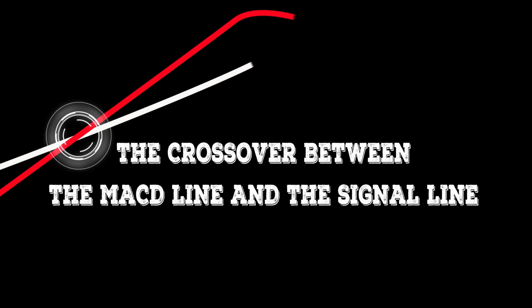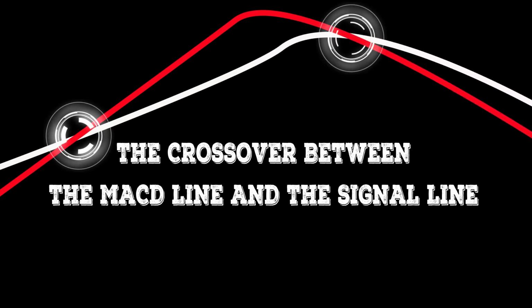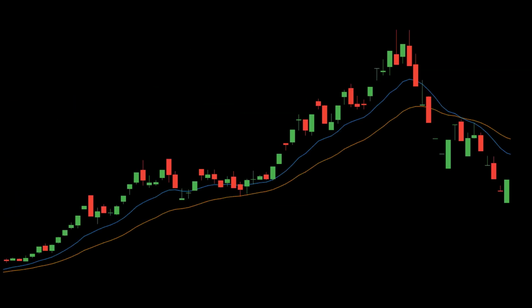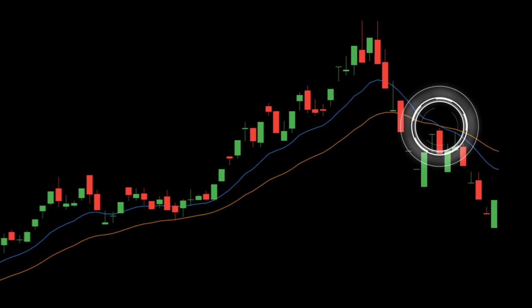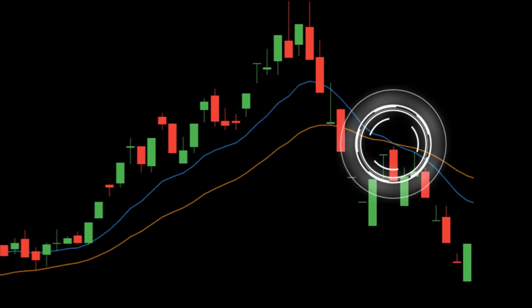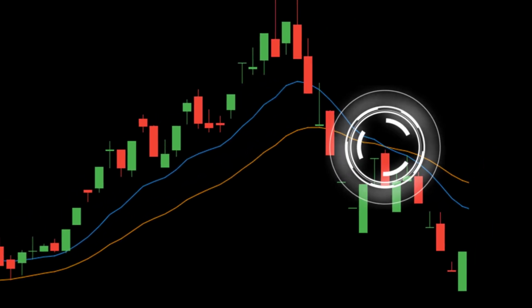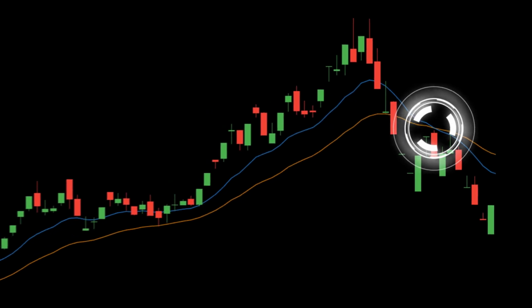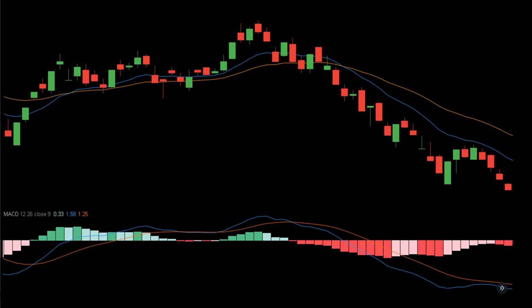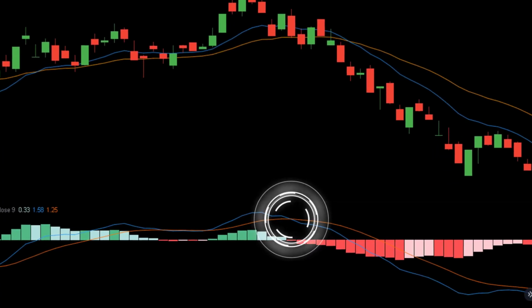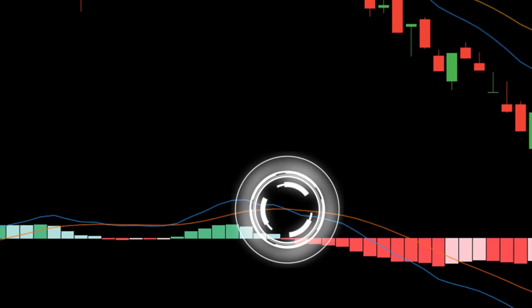Now let's move on to the second application, the crossover between the MACD line and the signal line. Many traders rely on moving average crossovers to guide their trades. However, these crossovers often happen after a strong price move has already occurred. That means you may end up entering too late after most of the action is over. To solve this, we can use the crossover between the MACD line and the signal line.